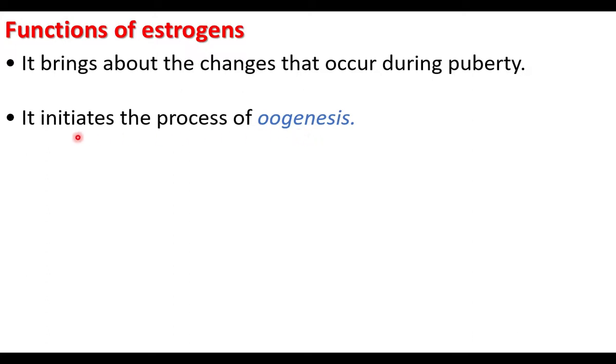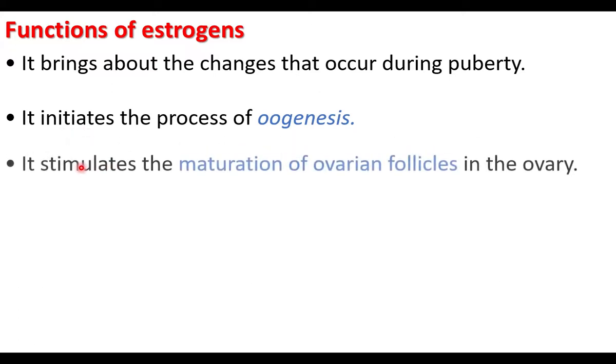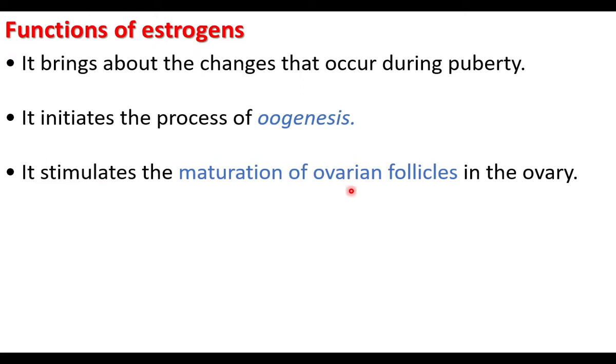The oogenesis is initiated by the estrogen. It stimulates the maturation of ovarian follicles inside the ovary. When the ovarian follicles mature, the ovum also matures. Estrogen initiates oogenesis and stimulates maturation of ovum inside the ovary.